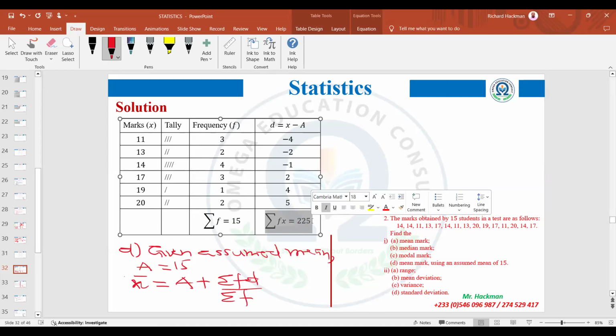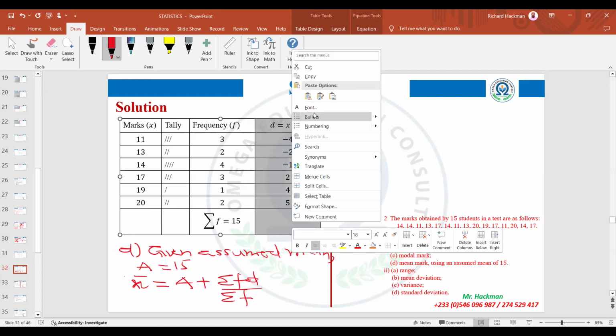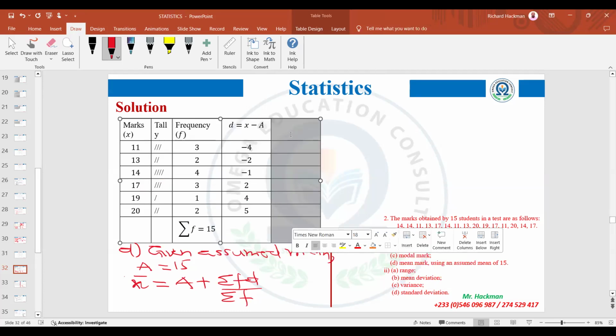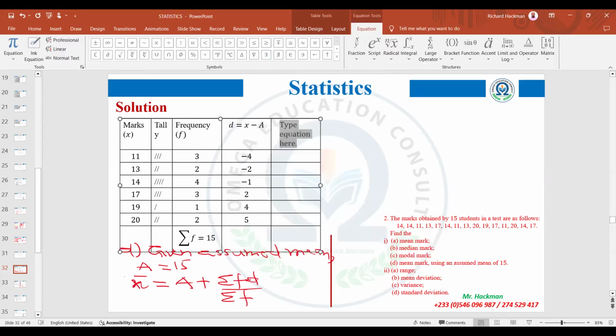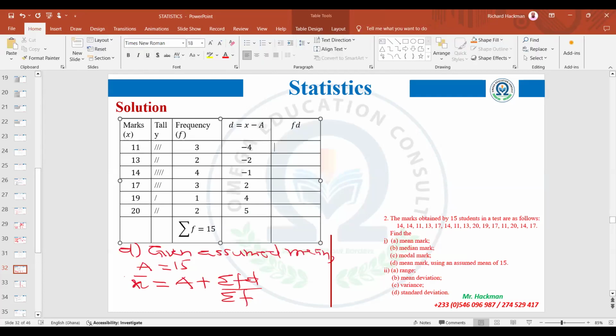Okay, we don't need the summation of the D, so we don't need any value there. However, we need to create the product of F and D. So we have to create a column for the FD product. Quickly, let's see how best we can do that. I'm going to look at the product of F then D.